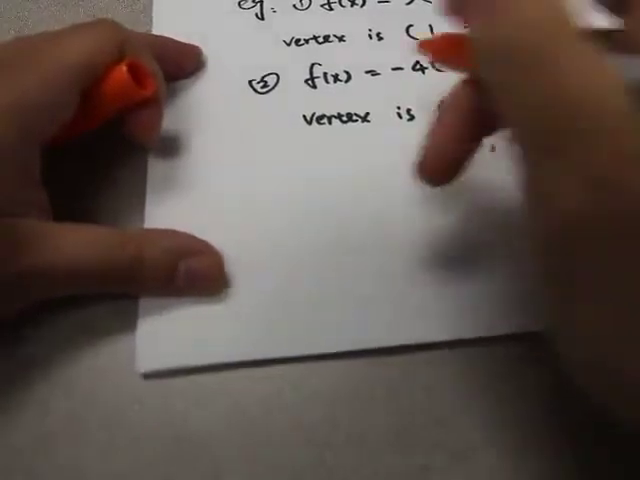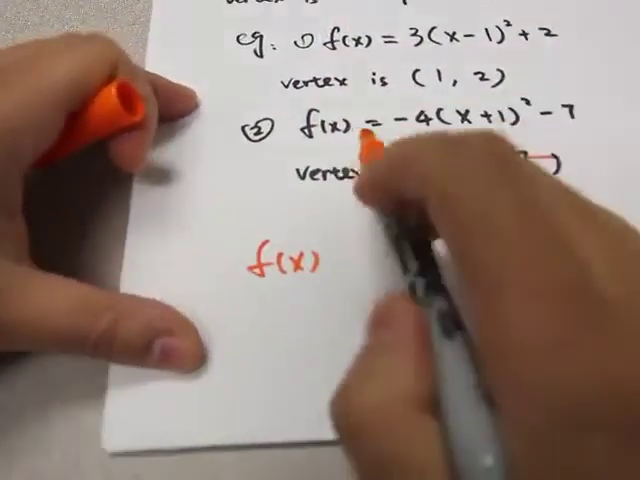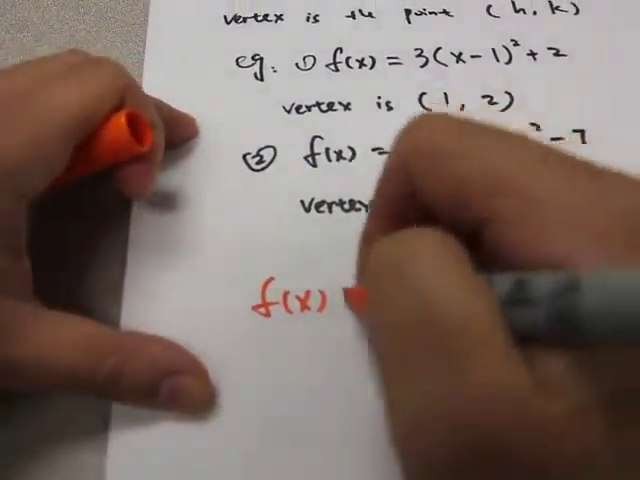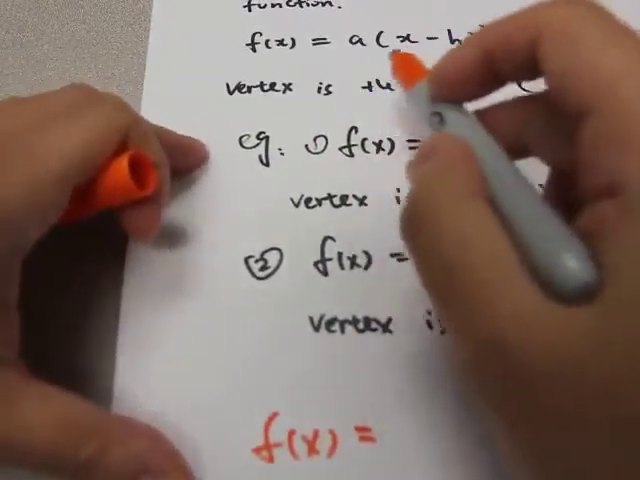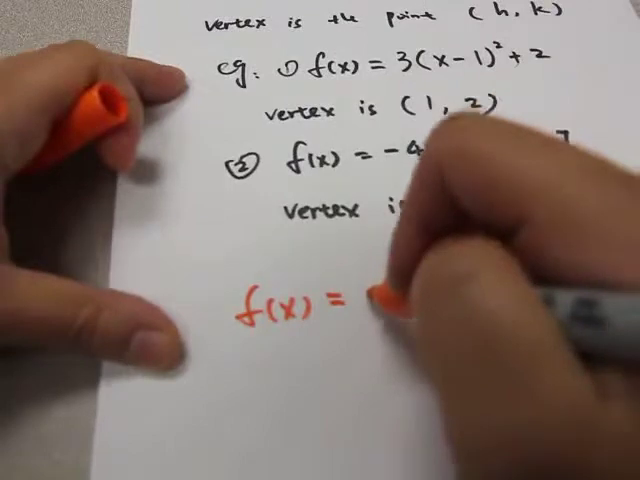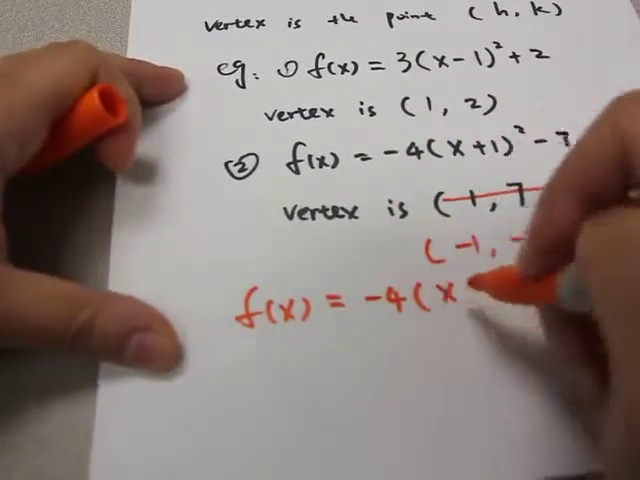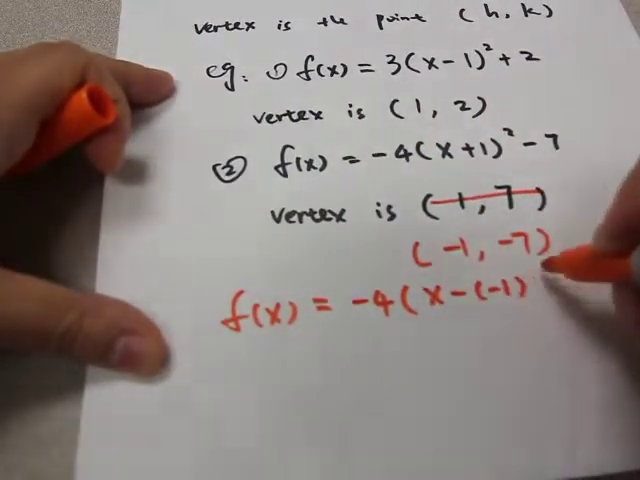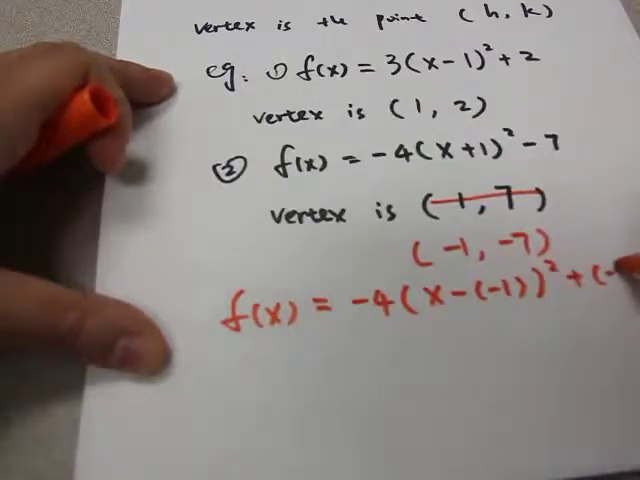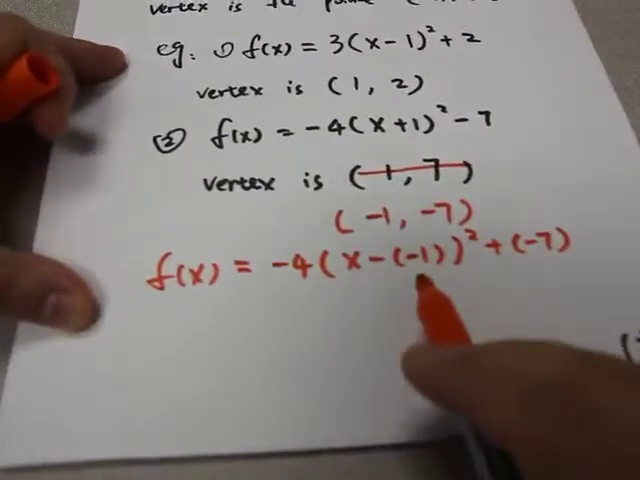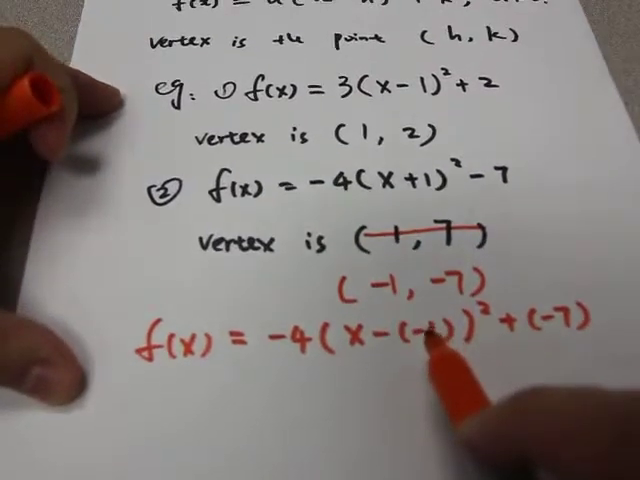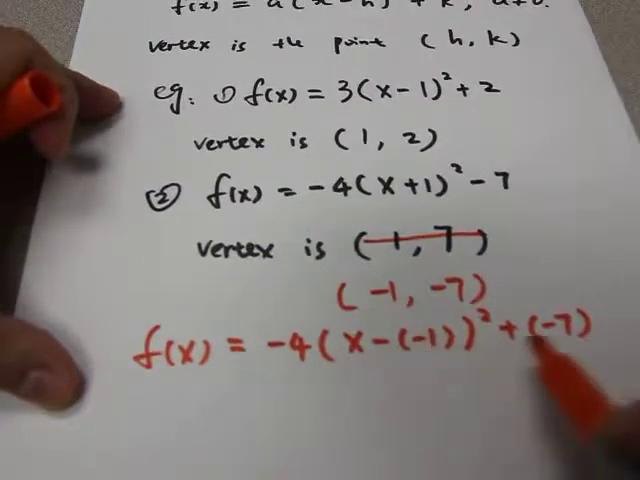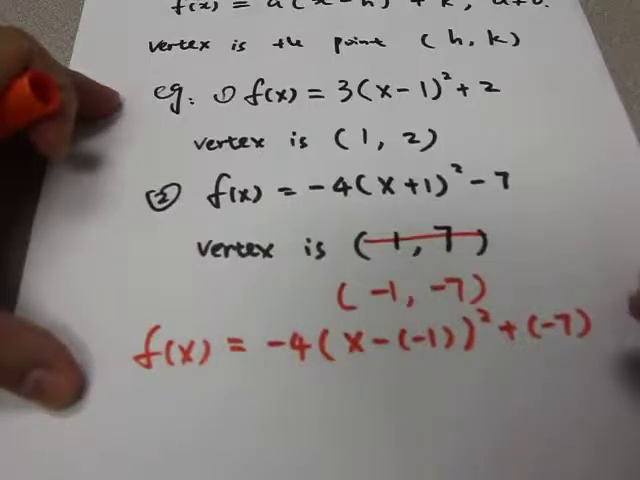Well, if we rewrite this given function exactly into this form, you will see it is -4 times (x minus -1) squared plus -7. So you can see here h is -1 and k is -7.